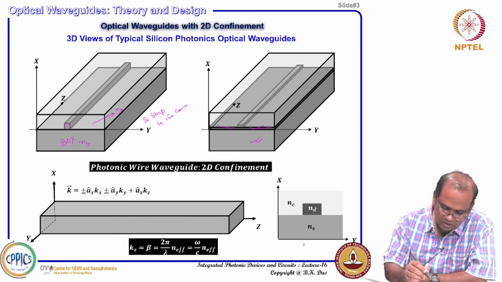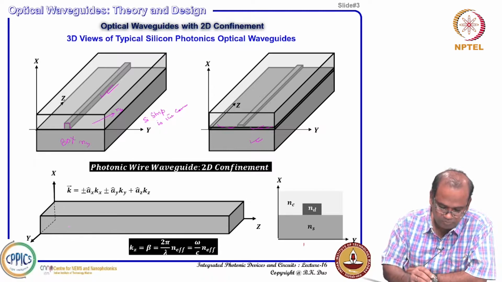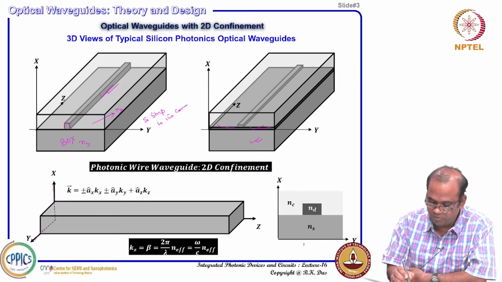So, if you just take the core region only of this photonic wire waveguide structure, you can see that this is the x axis, this is the y axis. I have just shown the x axis here, and this is the z axis, the propagation direction, the waveguide axis.